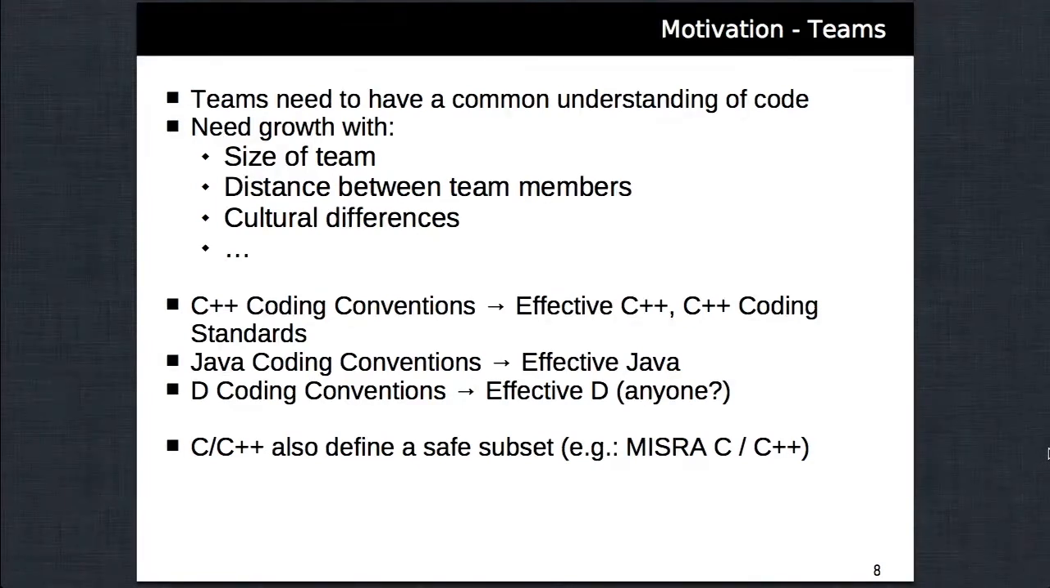When you have a team, then it's also important for the team that they have a common understanding of the code. And the need for such conventions is increasing with the size of the team, with the distance of the team members, and with the cultural differences. For example, we have our headquarters in Munich. We have one guy, D, in Berlin. We have sometimes people in China helping us. So it's quite nice to have a tool for checking the main conventions and the other things we are checking by reviews.